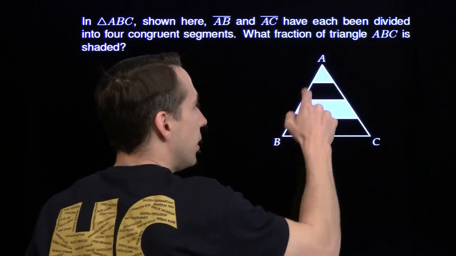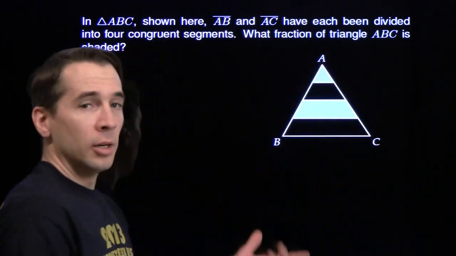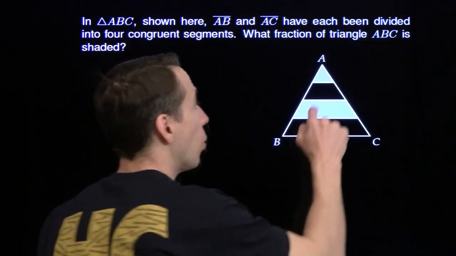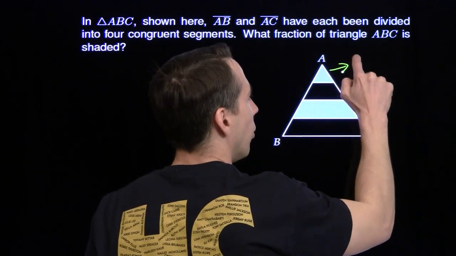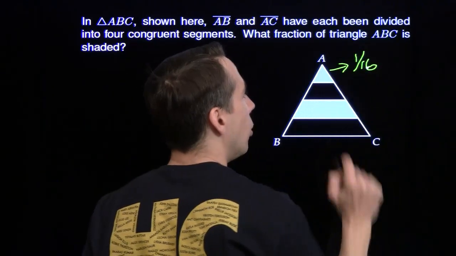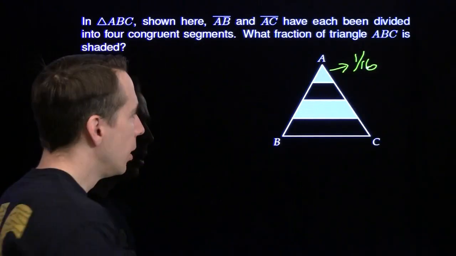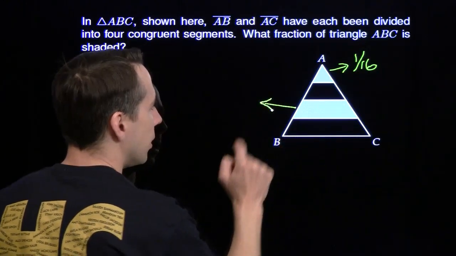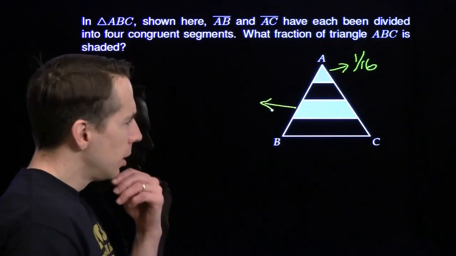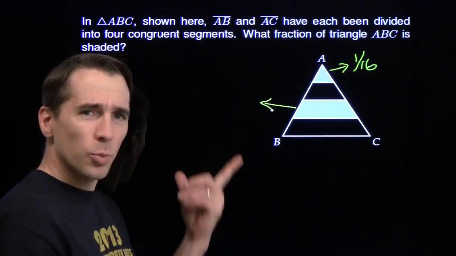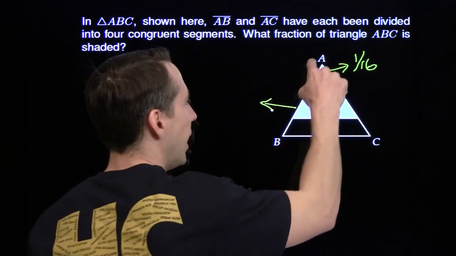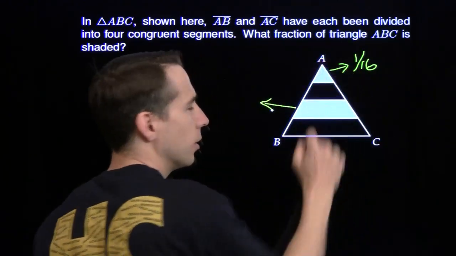Now, this side length is 1/4 of the whole thing. So the area of that itty-bitty triangle is the square of 1/4, which is 1/16 of the whole thing. But what about this region down here? How are we going to deal with that? That's not just a triangle, but it is what's left if you start off with this triangle right here and cut that triangle out of this bigger triangle.